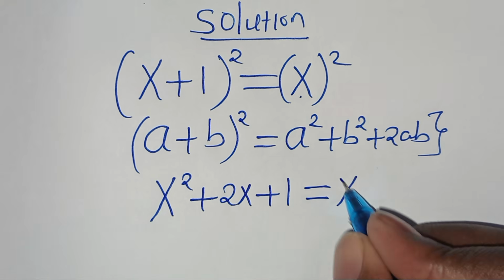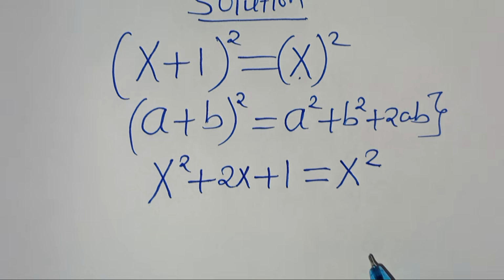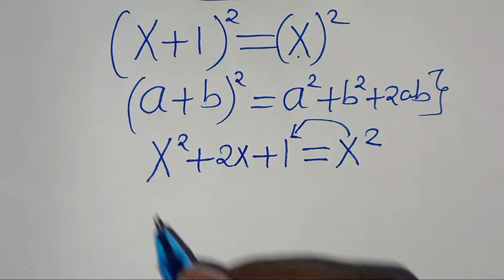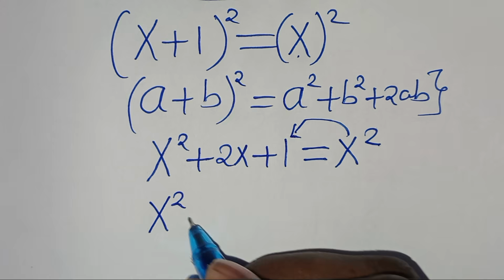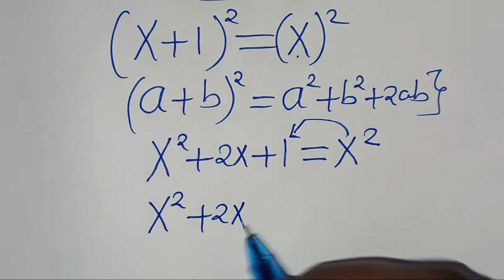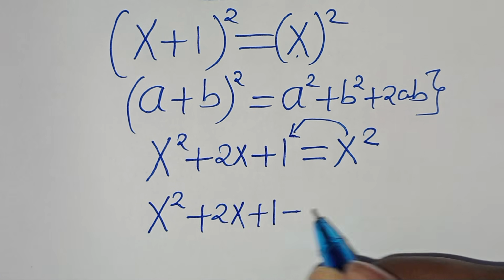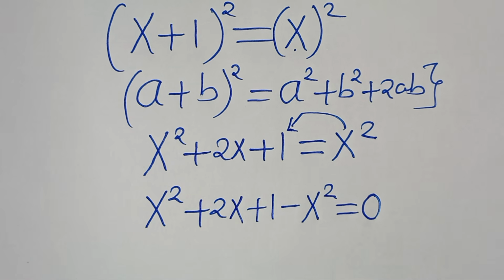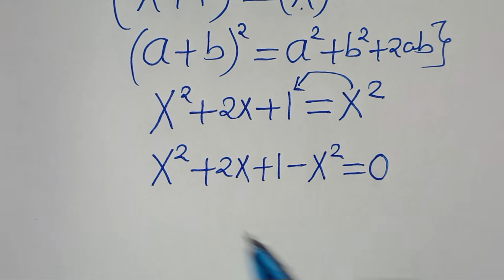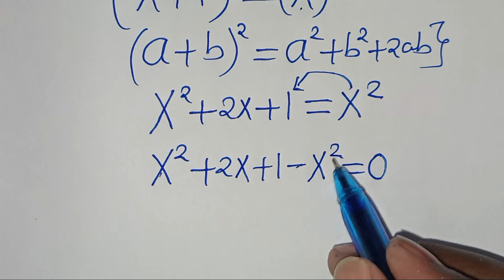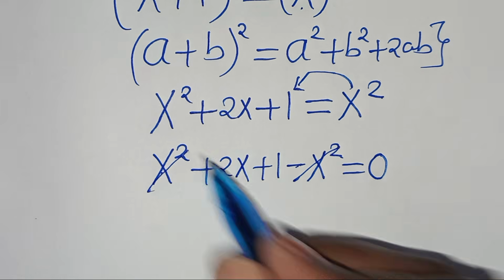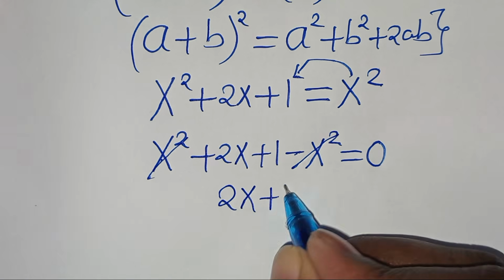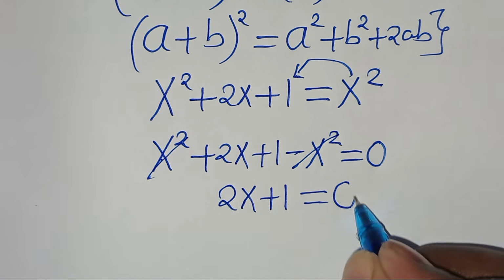So we have x to the power of 2. The next step is to take x to the power of 2 to the left hand side, so that we have x to the power of 2 plus 2x plus 1 minus x to the power of 2. This is equal to 0. Now, x to the power of 2 minus x to the power of 2 simplifies, so that we have 2x plus 1 equal to 0.